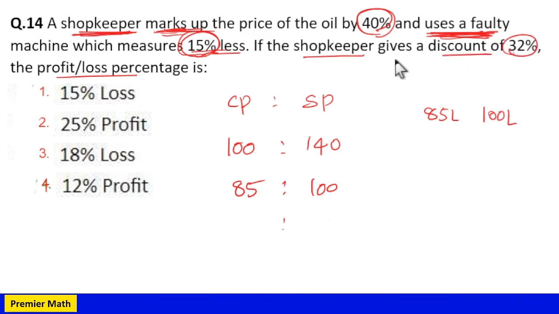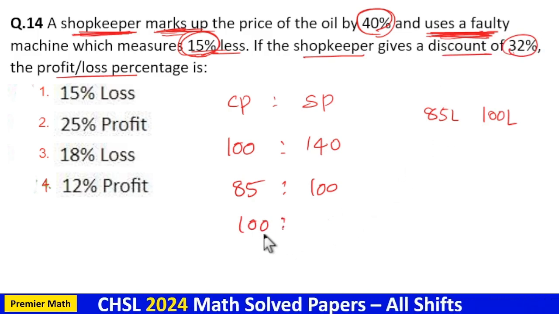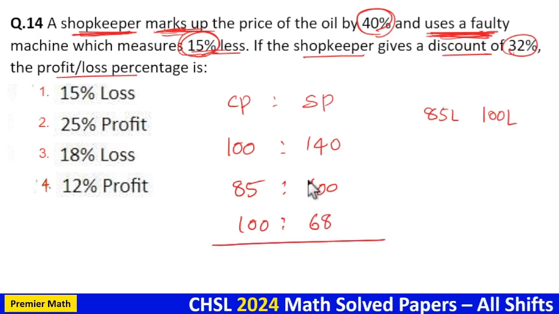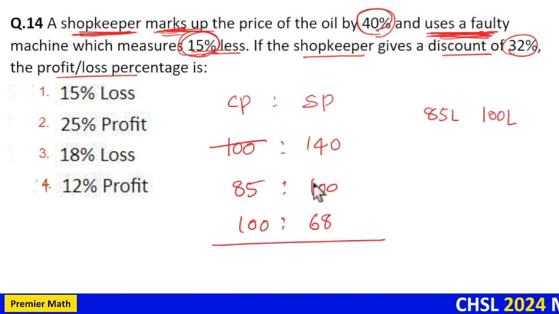Now he gives a discount of 32%. If 100 rupees is the cost, he gives 32% discount, which means 100 minus 32, 68 is the sell price. Now cancel the ratio against each other. 100, 100 cancel.